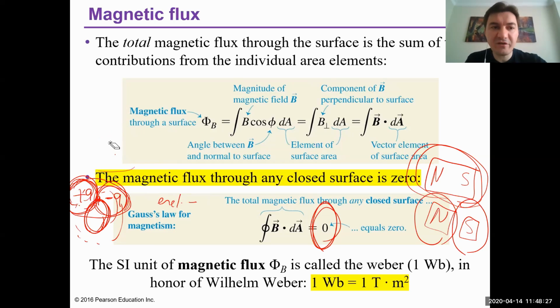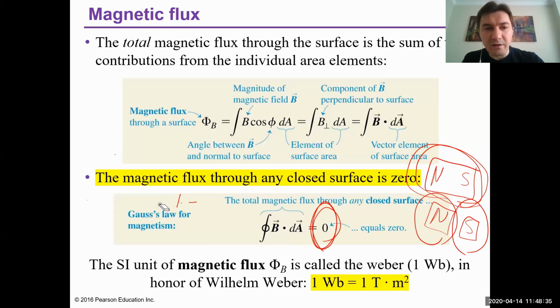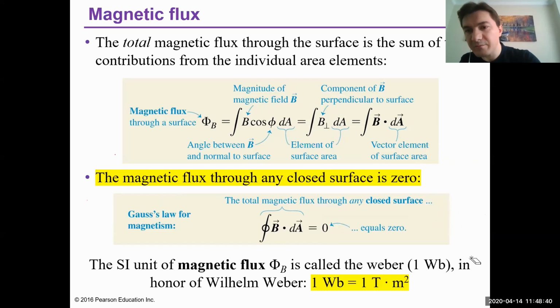If you have any question in that part, I will try to explain or answer. Okay, after deleting the board, I will continue with unit of the magnetic flux. The SI unit of magnetic flux, phi B, is called the Weber in honor of Wilhelm Weber. 1 Weber is equal to 1 Tesla times meter square. The unit of magnetic field is Tesla. The unit of area is meter square, which is equal to 1 Weber, unit of magnetic flux.